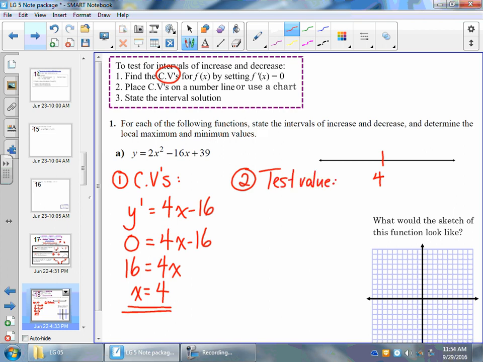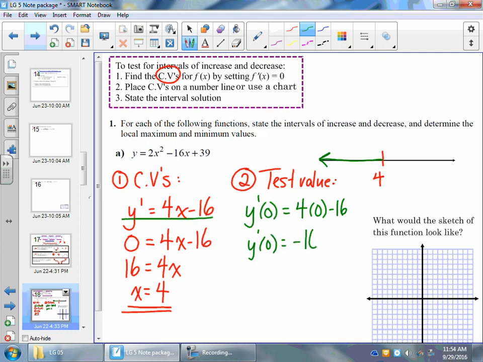So a test value is basically, I'm going to choose a number that is less than 4, first of all. So any number less than 4. Well, obviously 0 is probably a really good number to choose. So I'm going to take my derivative and I'm going to plug in that value. Because remember, we want to see what our slope is. Now, this is our equation here. So I've got 4 times 0 minus 16.